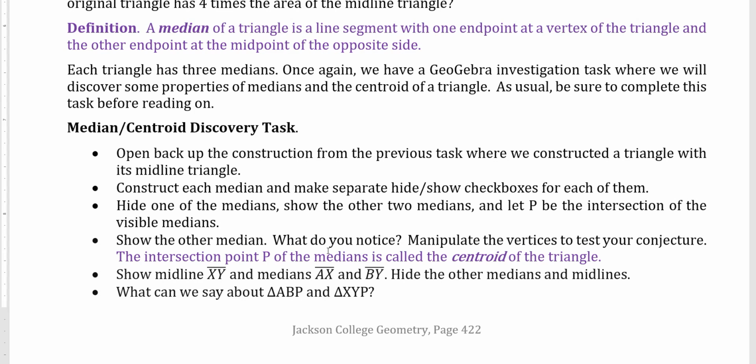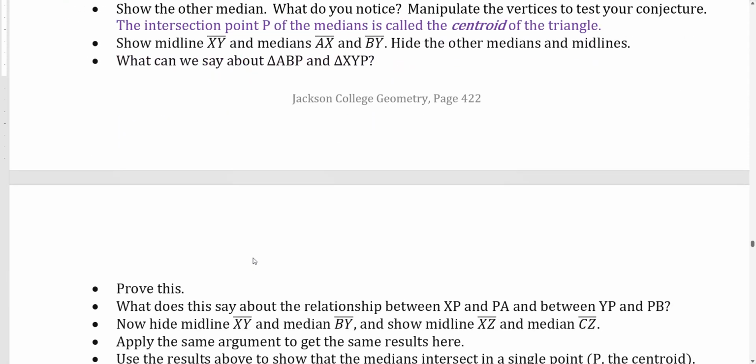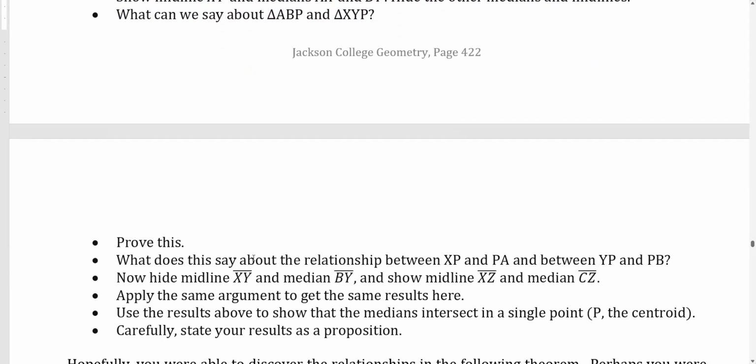Now show midline XY and medians AX and BY. Hide the other medians and midlines. And what can we say about the triangles that you see there? Triangle ABP and triangle XYP. Well, test your conjecture out and prove it. So what does this say about the relationship between the length XP and the length PA and between the length YP and the length PB?